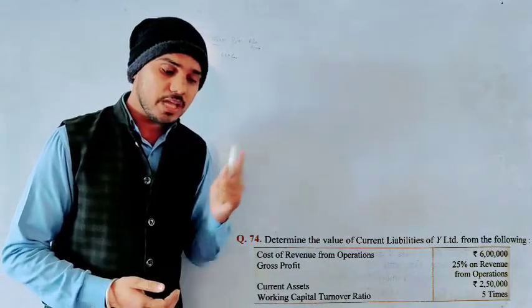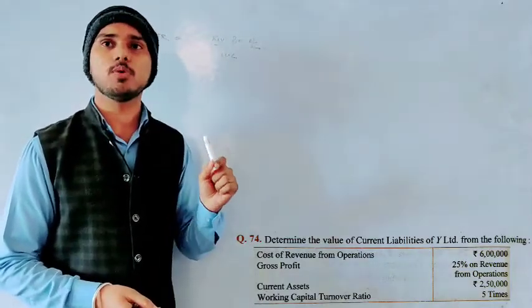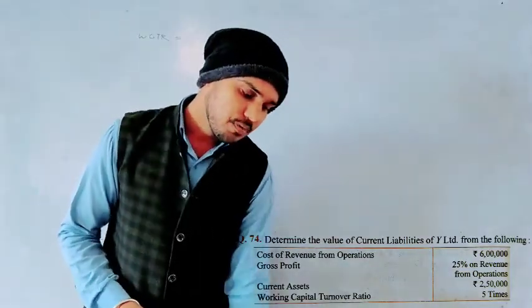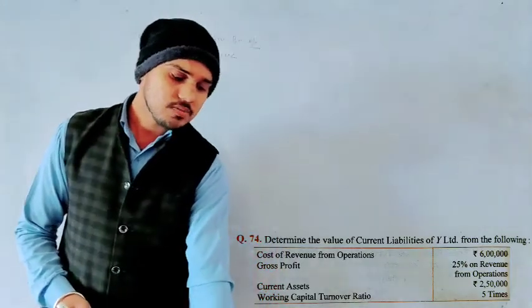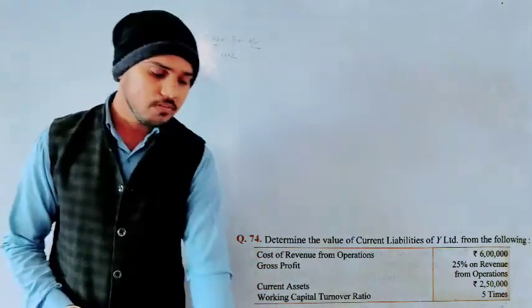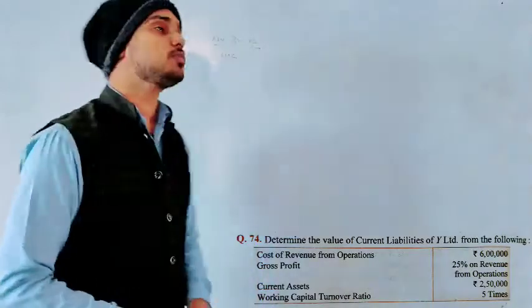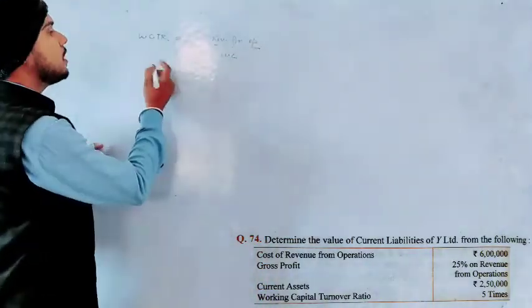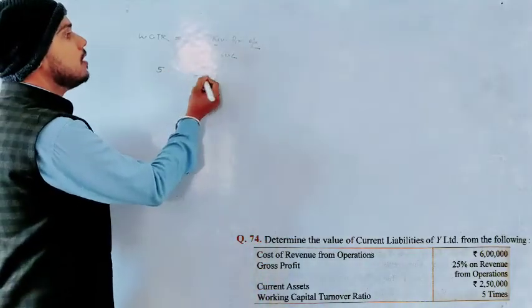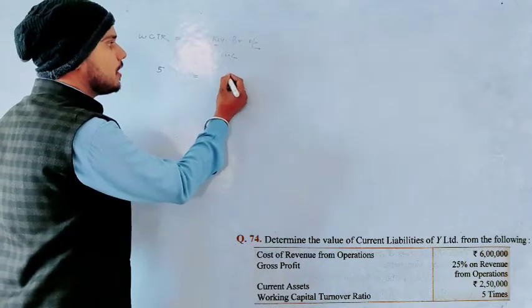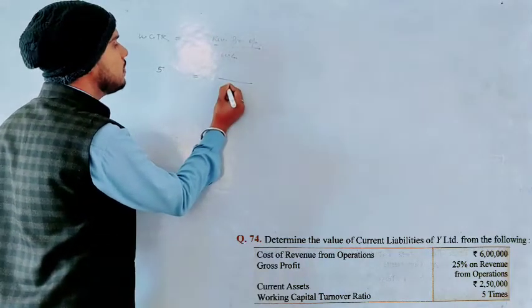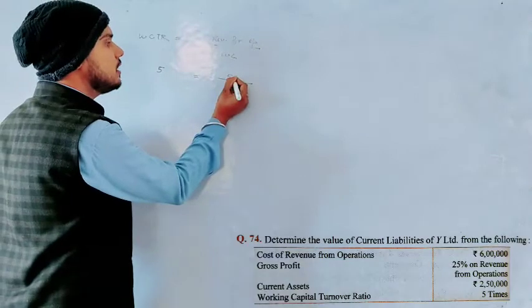Alternatively, you can do it another way as well. What next we have been given is current asset, and then the working capital turnover ratio is 5 times. So if the working capital turnover ratio is given as 5 times, we need revenue from operation and we need working capital. Two things we need.